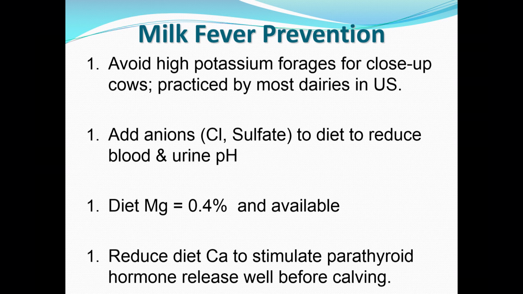Another way to prevent milk fever is to reduce the dietary calcium prior to calving to try to stimulate parathyroid hormone release long before calving. And if you can do this successfully, in other words, you have to get dietary calcium really low, you can stimulate the parathyroid to begin producing hormone a week or so before calving, and that will be a long enough period of time that it will overcome this resistance to stimulation, even in the face of a high potassium diet. We'll talk a little bit more about a way to get that accomplished.